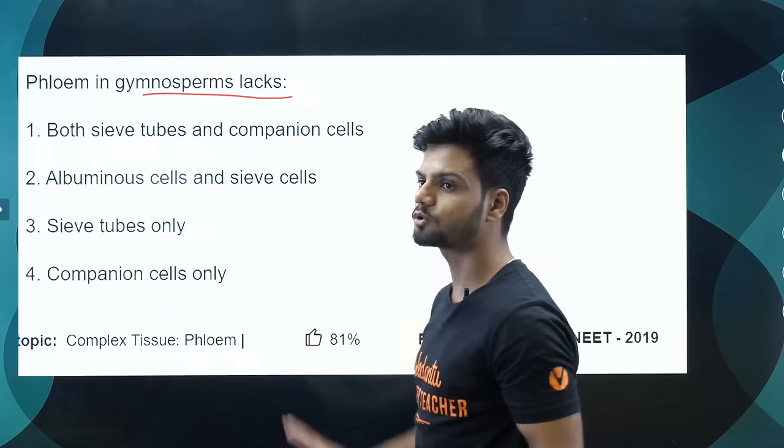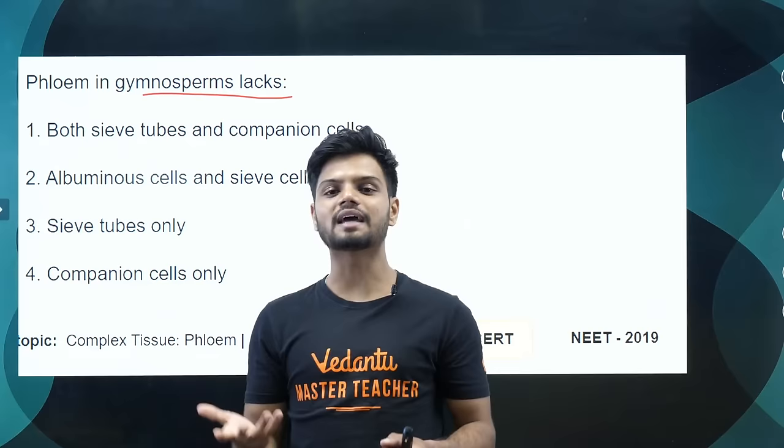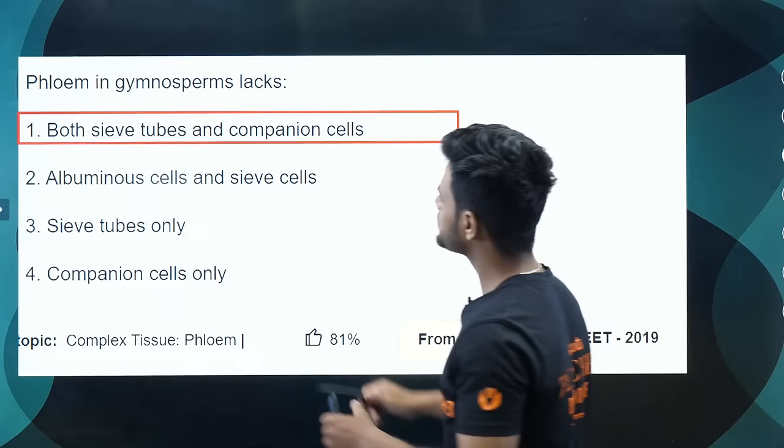Students, I want everyone to answer. Many of you read so many times but forgot, because you don't understand. If you only read the NCERT, it's not going to get into your head. You need to actually sit and understand the lines of NCERT, then only you will master it. In the case of gymnosperms, the phloem lacks both sieve tubes and companion cells.